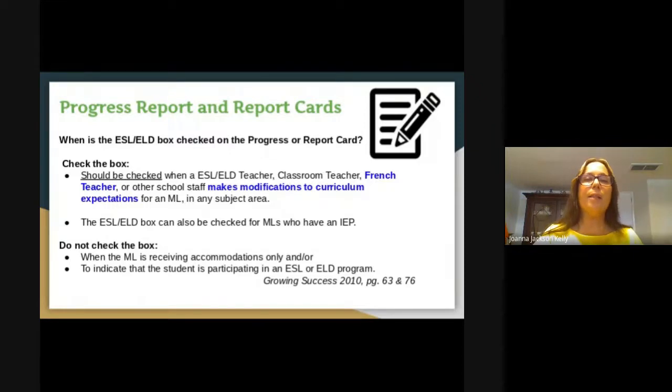The ESL-ELD box gets checked on the progress report or report card when a teacher makes modifications to curriculum expectations, not accommodations, for a multilingual learner in any subject area. The ESL-ELD box can also be checked for MLs who have an IEP. Do not check the ESL or ELD box for accommodations only, nor check the ESL box to indicate that the student is participating in an ESL or ELD program.